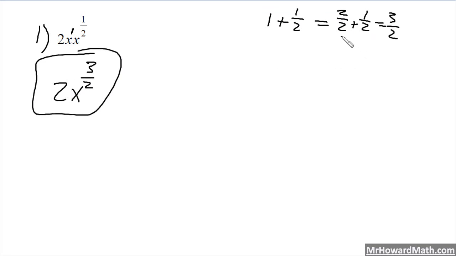Again, we need common denominators. 1 is the same thing as 2 over 2. So 2 over 2 plus 1 over 2 is 3 over 2. So for the final answer, this original 2 here is a coefficient, and then the x to the first times x to the 1/2 combines to x to the 3/2 power.